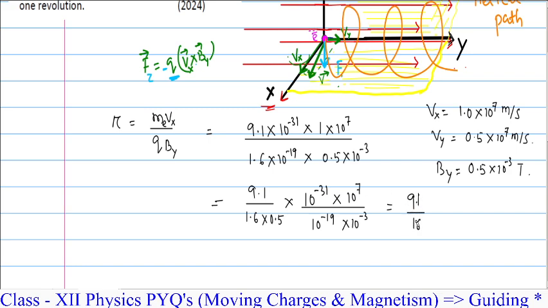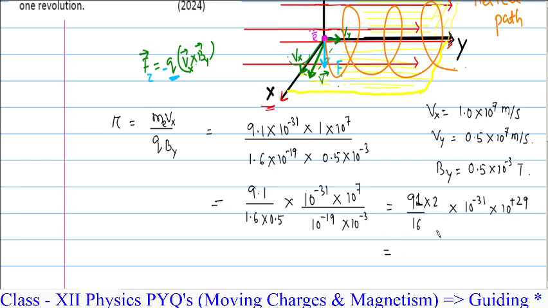91 upon 16, 0.5 is 1 by 2. That means the 2 will go up. This is 91 upon 16 into 2. And this value will be approximately 19. So it will be minus 22, that will go up. So it will be 29. So 10 to the minus 31 into 10 to the power plus 29.